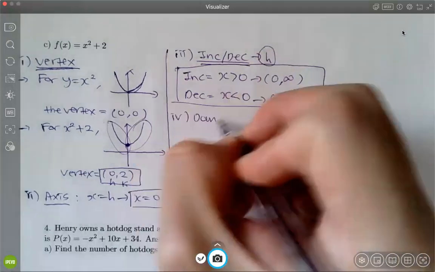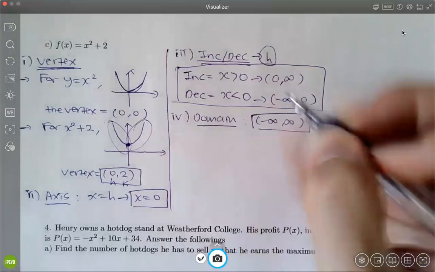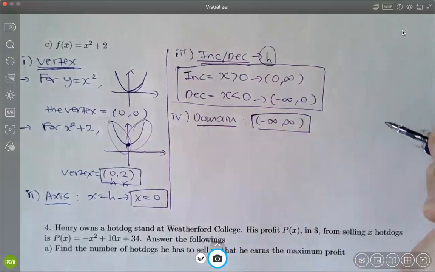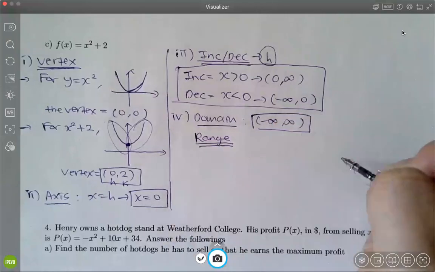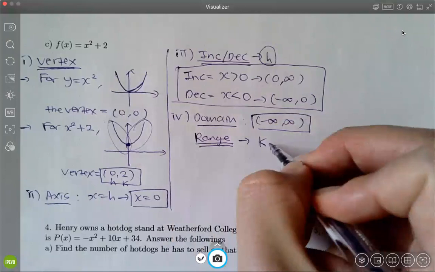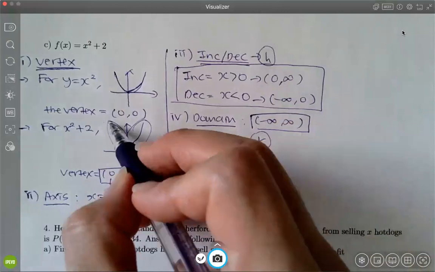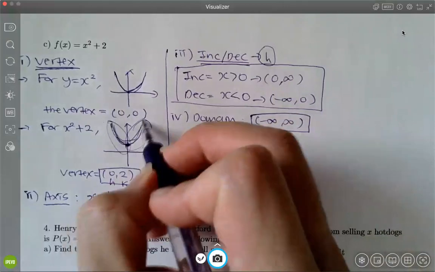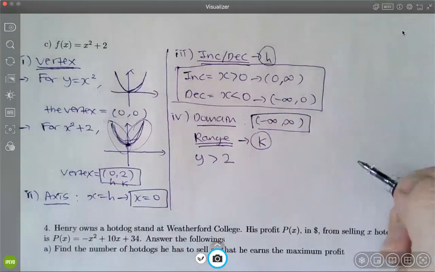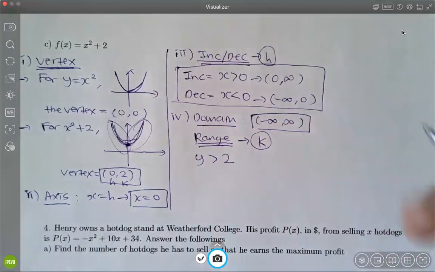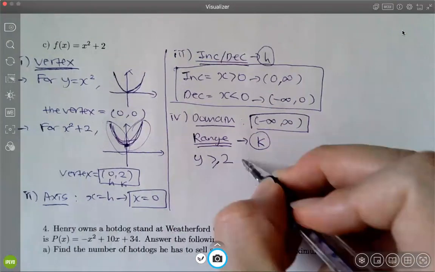Okay? And now the domain is fairly easy, negative infinity, infinity, right? It's everything. And now the range. So remember, the range uses the k value, which is 2. And the graph is opened upward, like this. So all the y values lie above 2, right? Can it be equal to 2? Yes. Okay, so what is the range? Bracket 2, infinity.